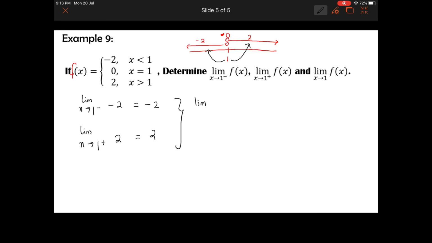From here, we can see that the limit as x approaches 1 from the left does not equal the limit as x approaches 1 from the right. So we can conclude that the limit as x approaches 1 of f(x) does not exist.